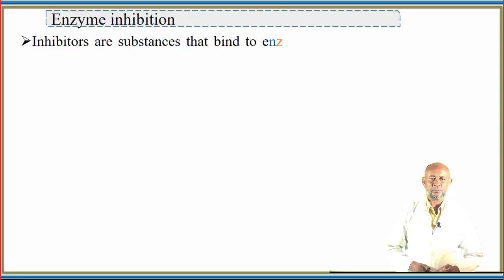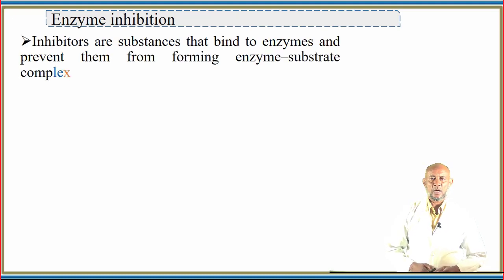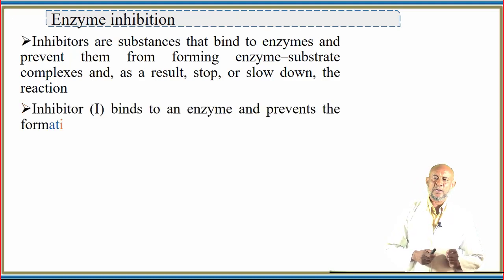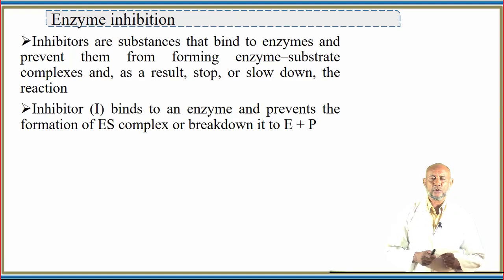Enzyme inhibition. Inhibitors are substances that bind to enzymes and prevent them from forming the enzyme-substrate complex. As a result, they either stop or slow down the reaction. Inhibitors bind to an enzyme and prevent the formation of the ES complex, the enzyme-substrate complex, or break it down into enzyme and product.